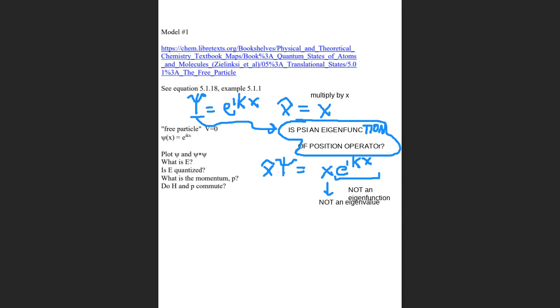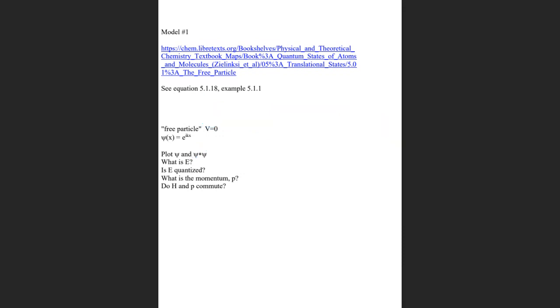Which sort of engenders the question, or it can. Okay, we can't figure out the position this way. How can we figure out what the position is? Well, one way, you remember that psi star psi is the probability distribution. One way is to plot psi star psi and see where that's big and see where it's small. Okay, so we don't have a function of the position operator. Let's plot psi star psi.